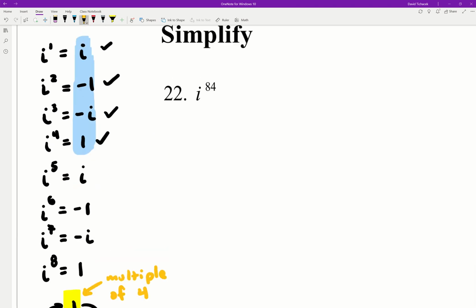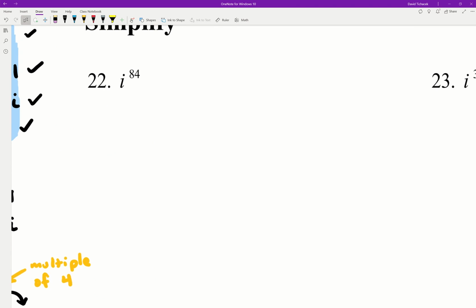Okay, and so up here, on number 22, it's going to say i to the 84th power, okay? So just checking 84 here really quickly. 84, that is something that is a multiple of 4. Specifically, that's going to be 4 times 21. So because 84 is a multiple of 4, I know automatically what the answer is going to be here. It's just going to simply be 1, okay?